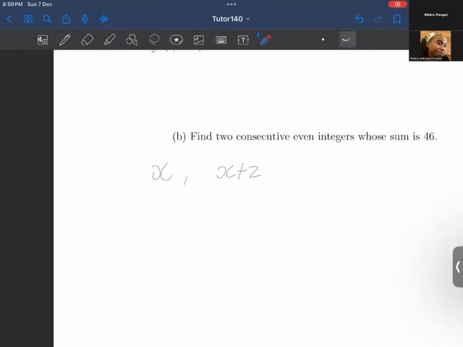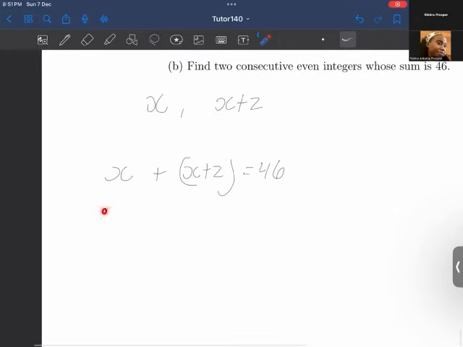So they told me to find 2 consecutive even integers whose sum is 46. So I'm going to take both these integers and I'm going to add them, right? So x plus (x plus 2), and I'm going to put this in brackets because I'm adding x to x plus 2, is equal to 46. Because it's saying 2 consecutive even integers whose sum is 46. So this is telling me that these 2 numbers, when I add them together, give me 46. So I'm going to set them equal to 46 and I'm going to solve. This is x plus x plus 2 equals 46.